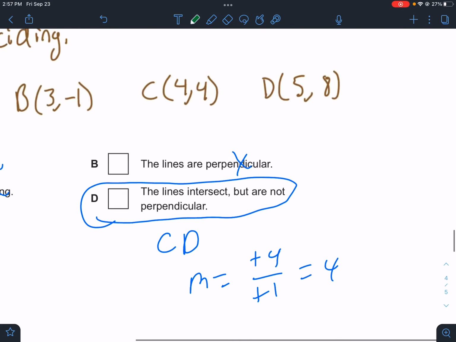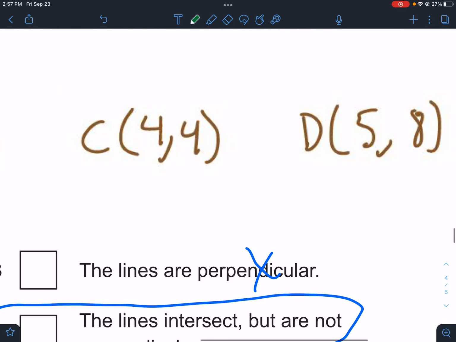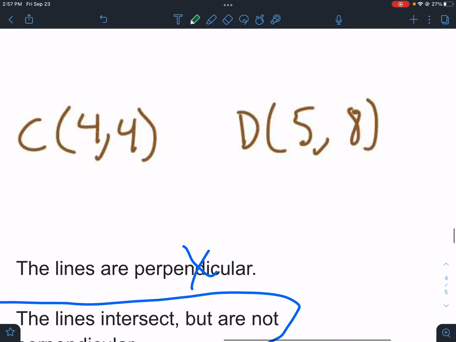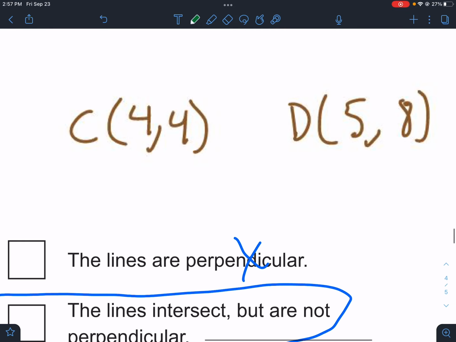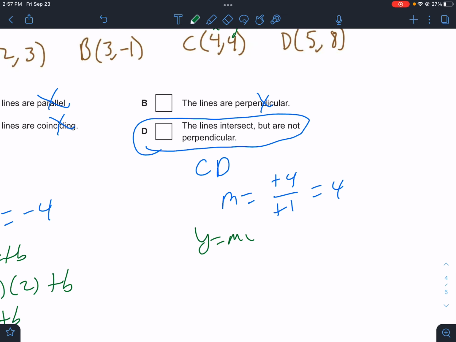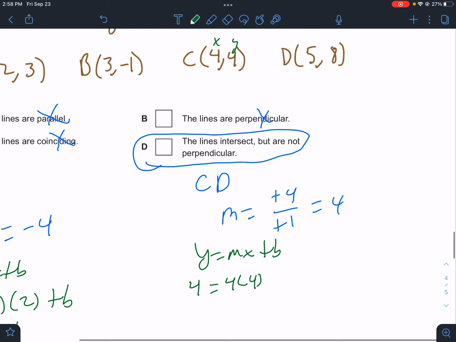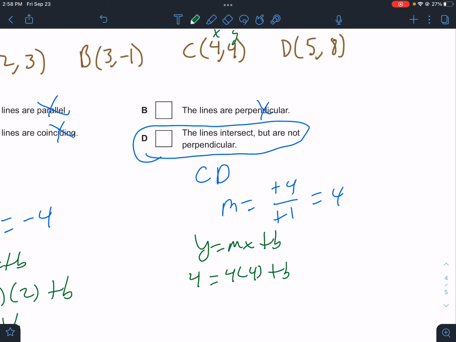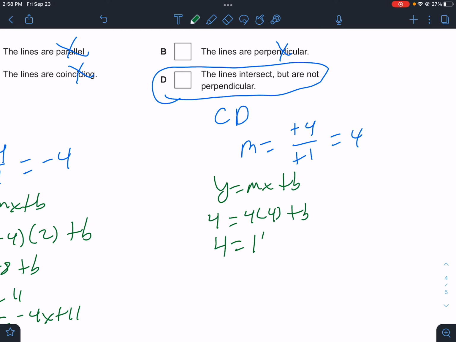Over here, CD, it does not matter which one we pick. I think 4, 4 looks pretty fun. But you could use point D. But I'm going to use 4, 4. I'm going to make this my x and my y. So y equals mx plus b. I'm going to plug in my y value, 4, equals m, 4, times x, 4. Oh my gosh, they're trolling us, plus b. So 4 equals 16 plus b. b equals negative 12. y equals 4x minus 12.